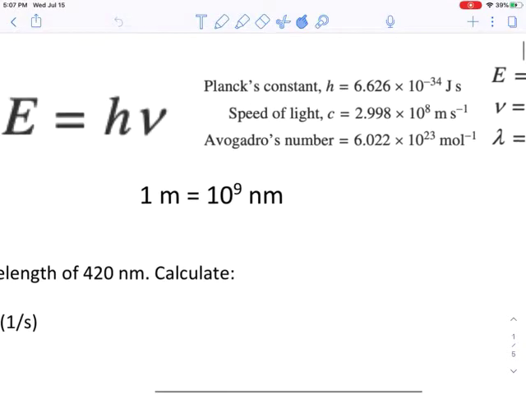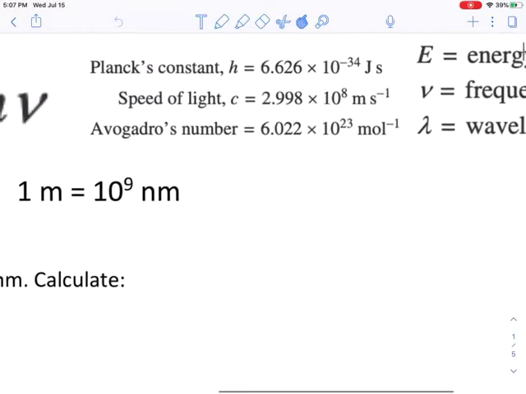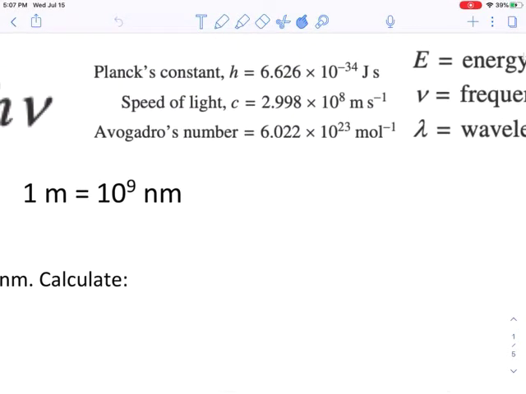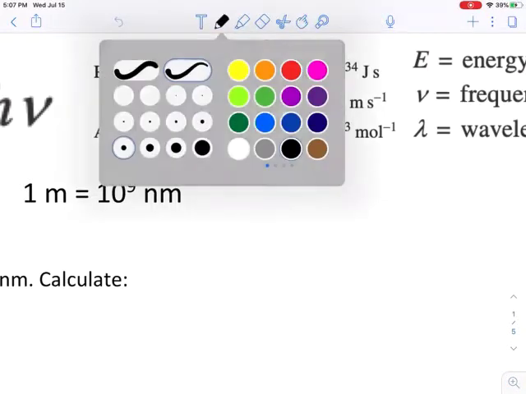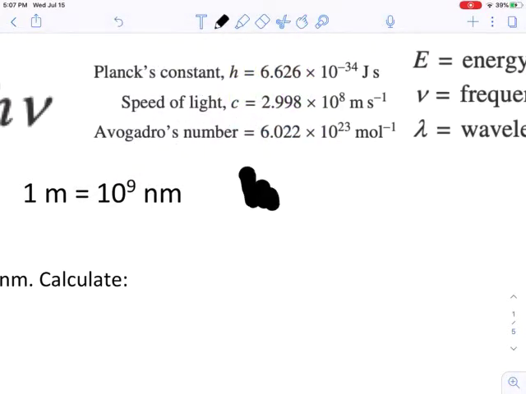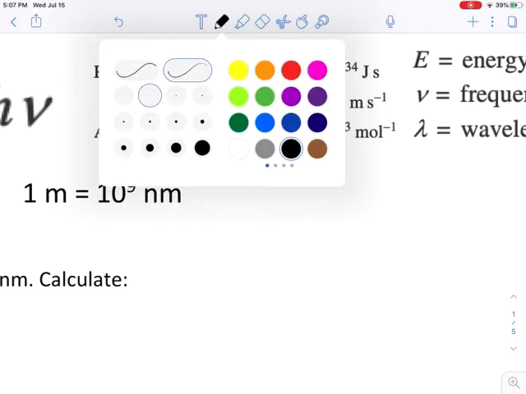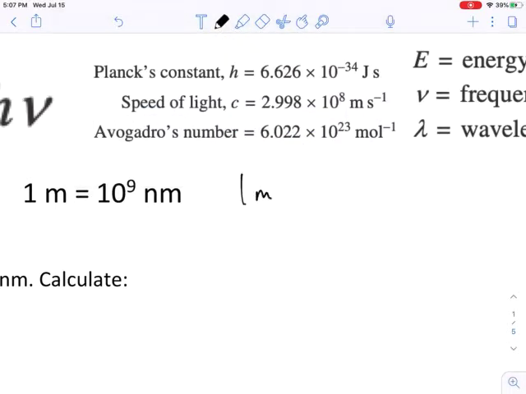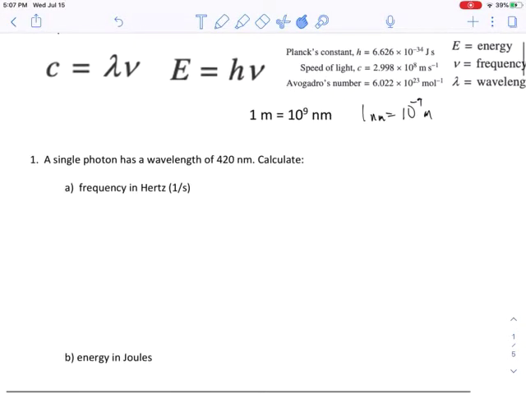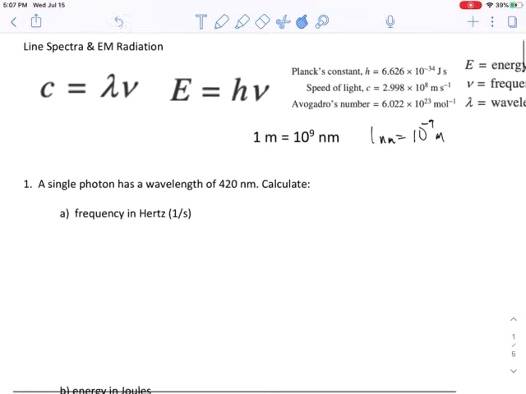All of these things are on the AP test, except this one, knowing that 1 meter is 10 to the 9th nanometers, or if you'd prefer, you could say that 1 nanometer is equal to 10 to the negative 9th meters. Both are true, whichever is most convenient for you if you want to do it that way.